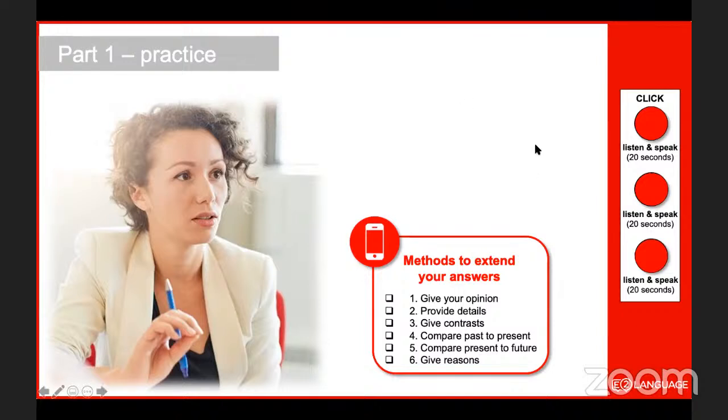And we've got some more. Here we go. Try to use all the methods. Try to use the ones you haven't used yet. Let's talk about your neighbours. How well do you know the people who live next door to you? How often do you speak to them?